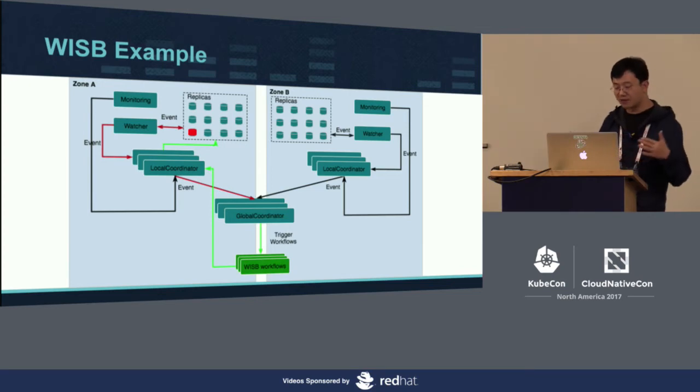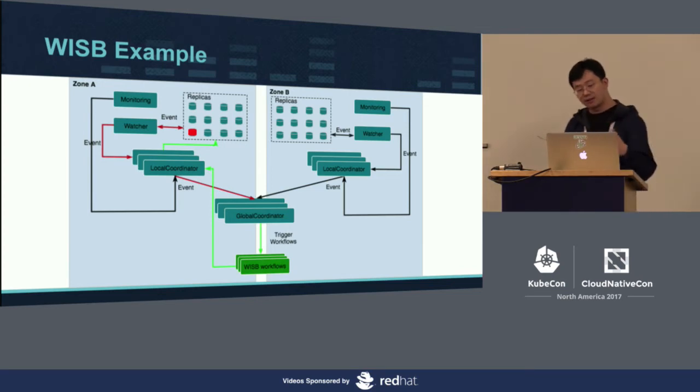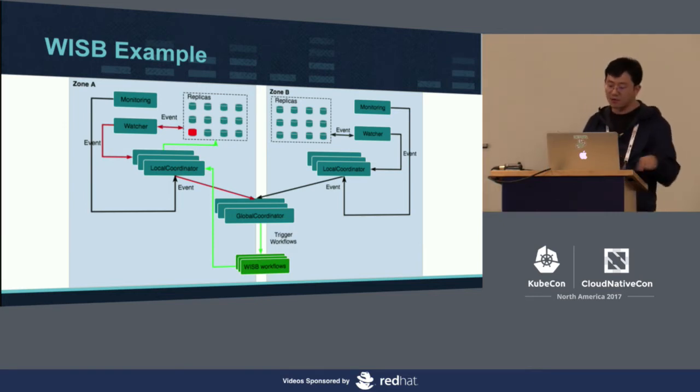This event will be sent to our coordinator. And our coordinator will, actually we have two level coordinators. Each zone has its own local one. This will avoid one data center being down impacting others. But we also have a logically global one. Actually, it's also distributed across multiple data centers.